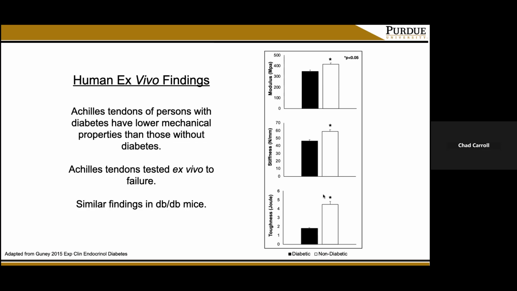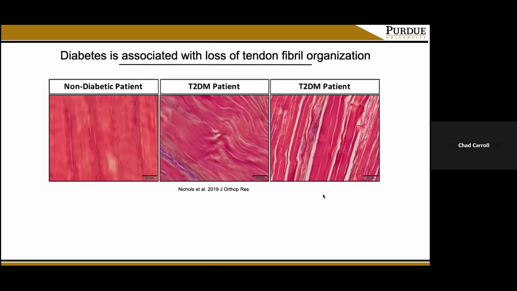And we're seeing similar things in db/db mice, which is a mouse model of type 2 diabetes and obesity. So it's not just in this single human study. So that was, okay, what's going on?